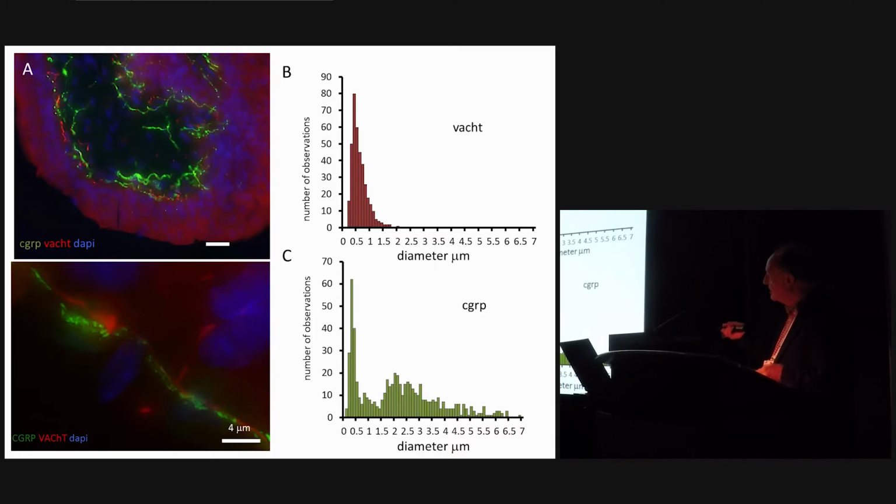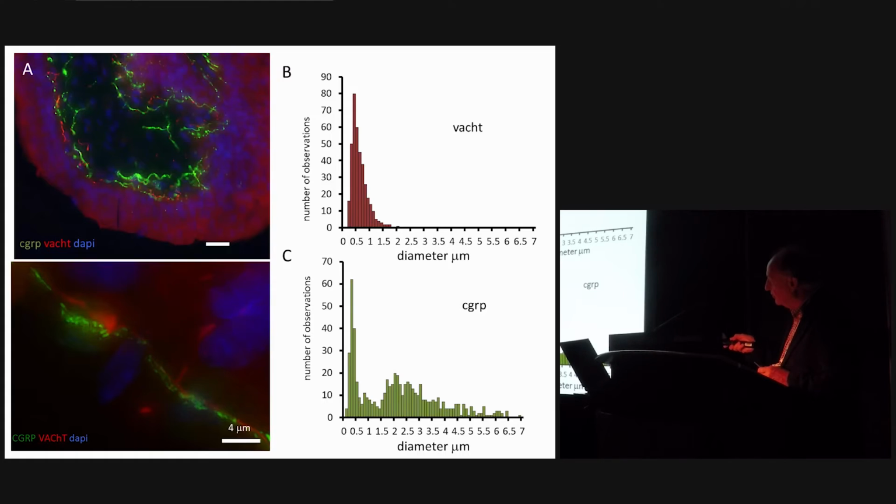If you look at the high resolution picture down here of the red, which is a Vacht fiber, you can see it. The Vacht fibers have axons and they have varicosities. So what I did was simply to measure the diameter of the fibers and measure the diameter of the varicosities, and here you see the distribution. The diameter of the axon is just less than 0.5 micron, and this little bump here is due to the larger diameter varicosities.